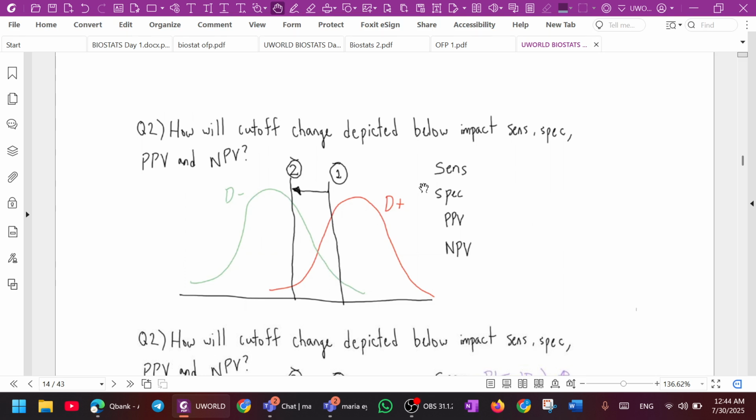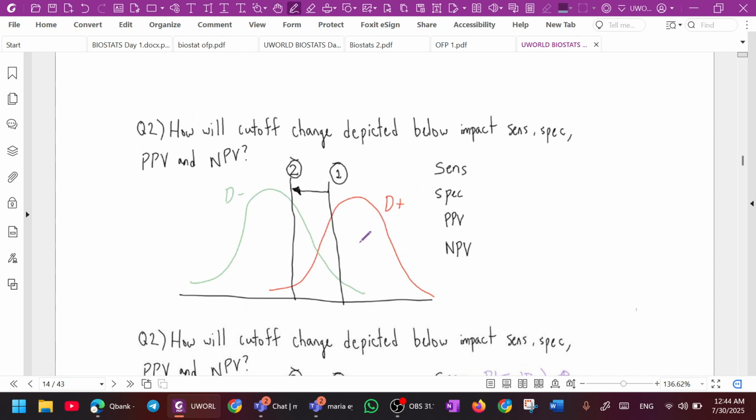How will the cutoff change, depicted below, impact sensitivity, specificity, positive predictive value, and negative predictive value? You tell me.